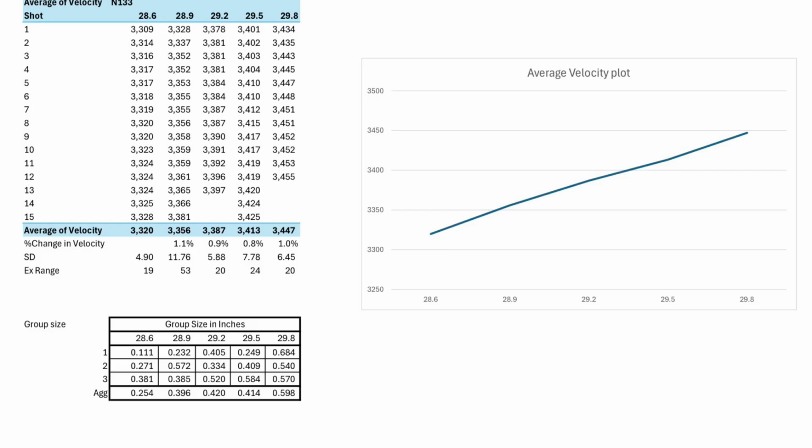But then as the powder charge went up, at that last group, the 29.8, there were very, very different results. So I'm going to be focusing on the 28.6. I may even go down a little to 28, maybe go down in 0.2 increments, down to 28.4 and 28.2, and see what it looks like there.